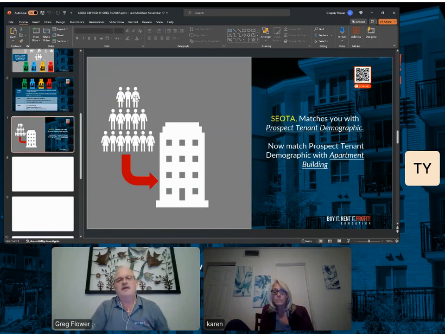So you want to fit your prospect tenant into the building, because the people pay rent. The building does not pay rent. You can make the building better and so you can increase your rents and make it more attractive for these people to move in, which keeps your occupancy rate up and your tenants happy. And that's the SEOTA process in a nutshell.